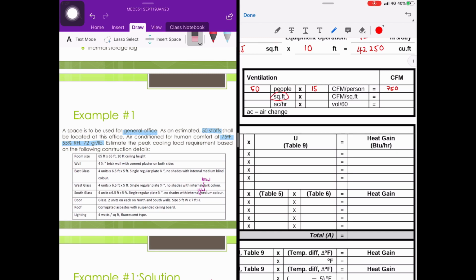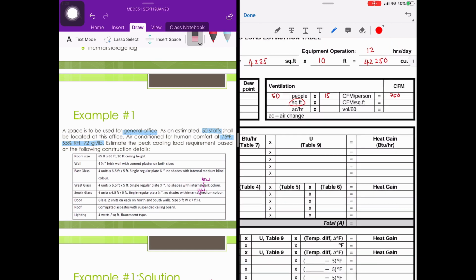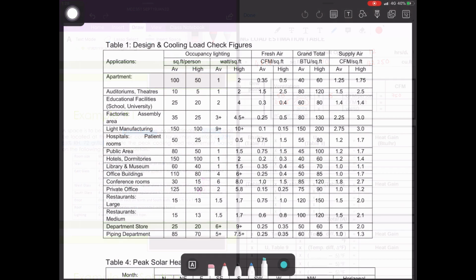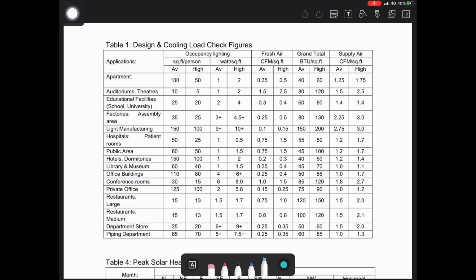Square feet is the floor area that has been calculated previously. So the value for the floor area is 4,225 square feet. It's going to be multiplied with CFM per square feet that can be obtained from Appendix 1. From Table 1, we are going to take the application is office buildings. For the fresh air, we are going to take the average value. Therefore, the value is 0.25 CFM per square feet.